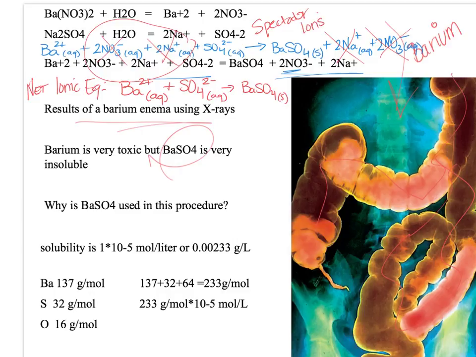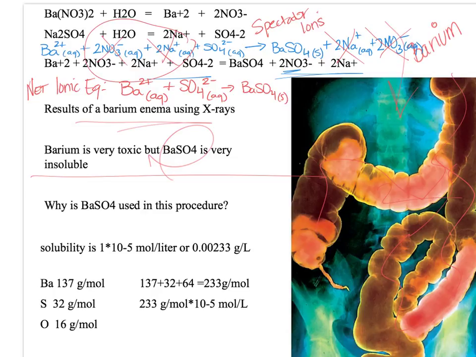Spectator ions are present. They sure are. They're floating around in your beaker or in your container or in your intestines down here. But they're just spectators. They're not participating in the reaction. They're not doing anything. They're just spectators. The net ionic shows what's really happening.